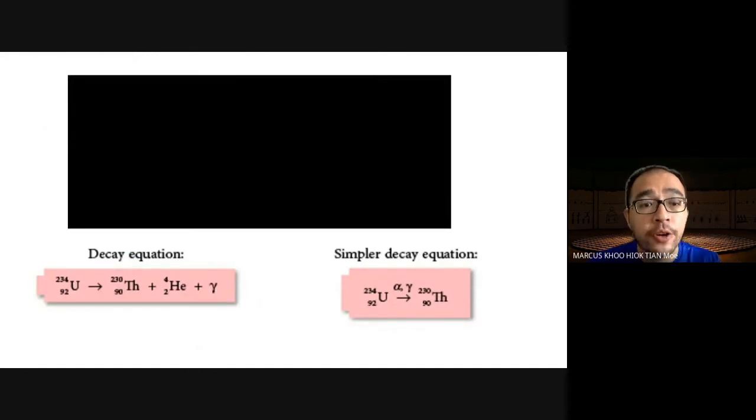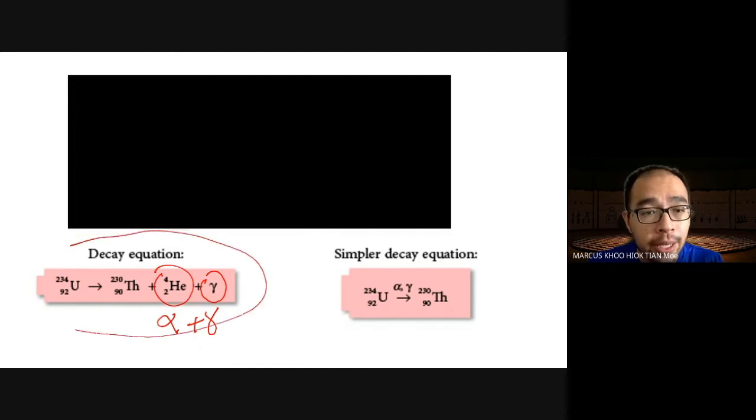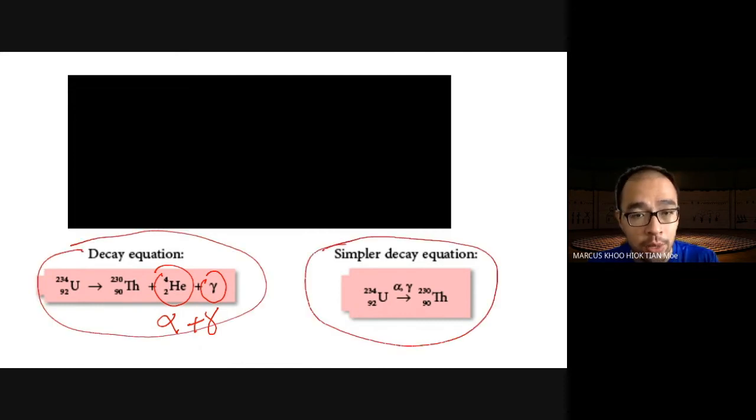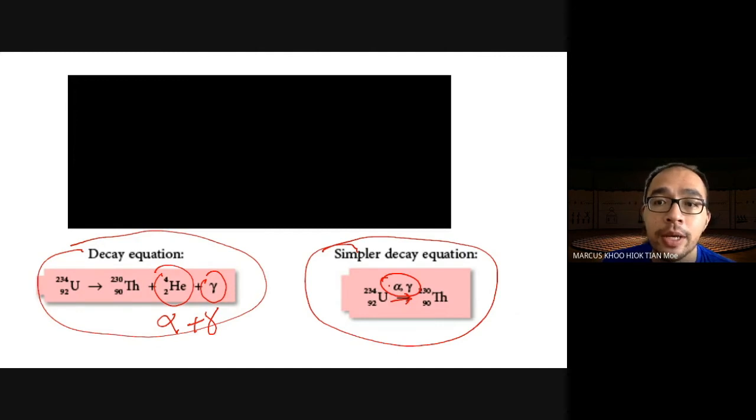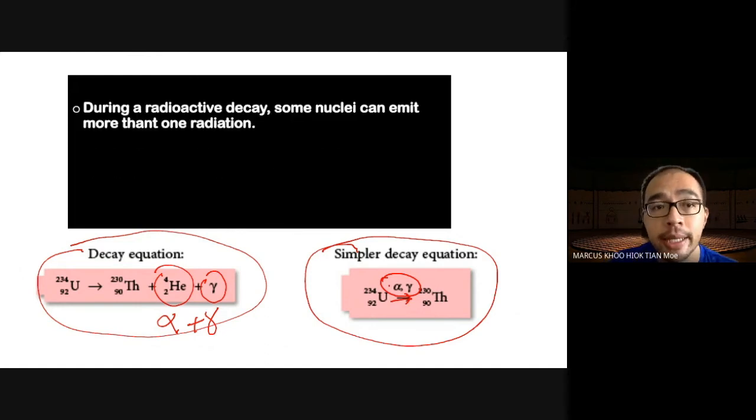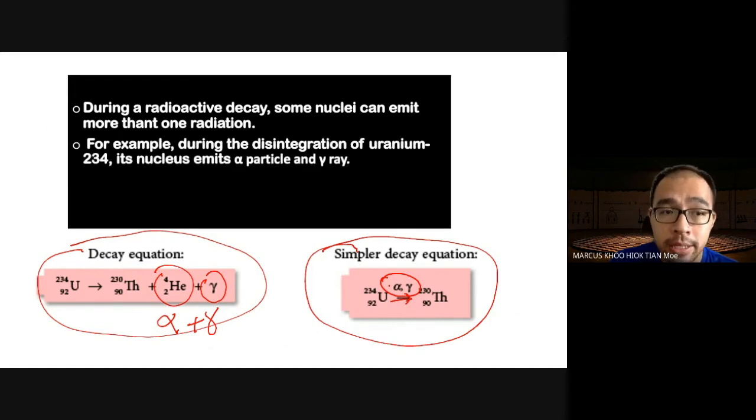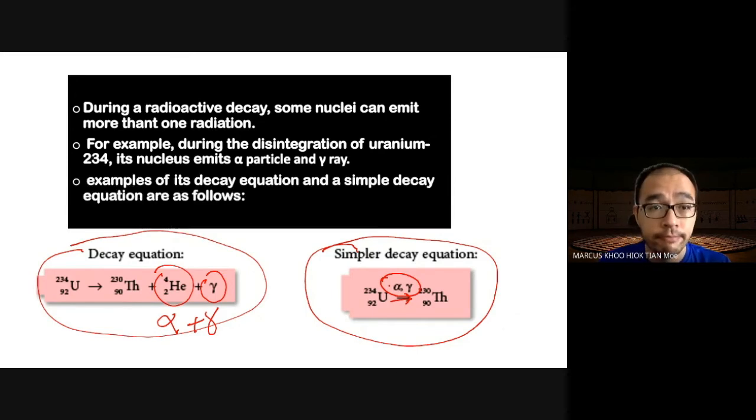So for example, this is uranium, becomes thorium, and then this is an alpha particle plus gamma energy. So this is a normal decay equation, but you also have to know a simpler decay equation, where in the arrow over here, you write down what is the kind of decay that's happening. Alpha gamma decay. So it's a simple one. Either way is also correct. During a radioactive decay, some nuclei can emit more than one radiation. For example, in the disintegration of uranium-234, the nucleus emits an alpha particle and a gamma ray. Very normal. So this is an example of a decay equation and a simple decay equation.